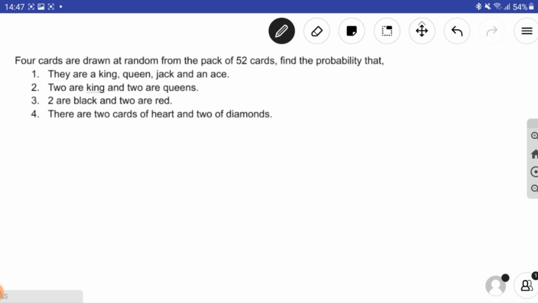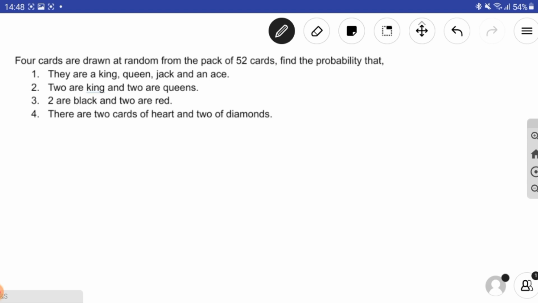Today I am going to explain a question from probability and statistics. The question is: four cards are drawn at random from a pack of 52 cards. Find the probability that number 1, they are a king, queen, jack and an ace. Number 2, two are king and two are queens. Number 3, two are black and two are red. Number 4, there are two cards of heart and two of diamonds.